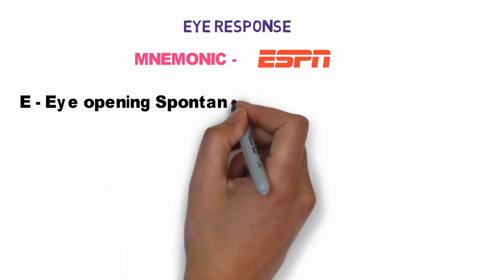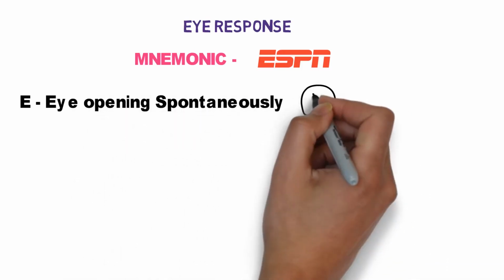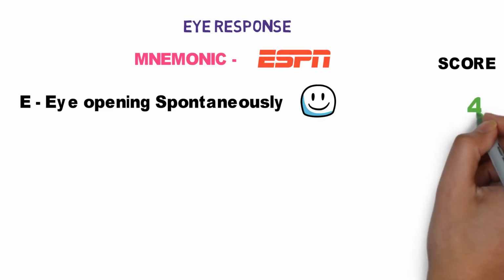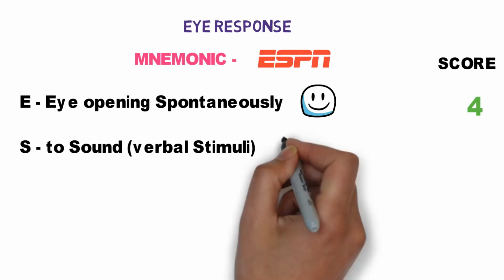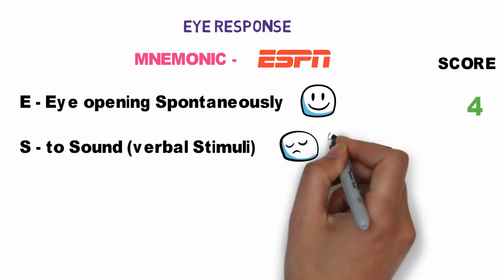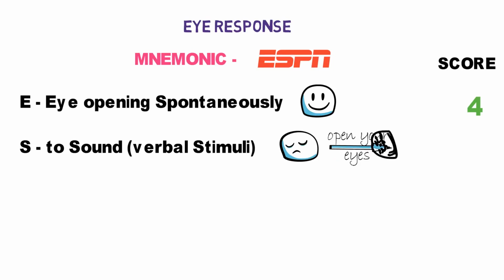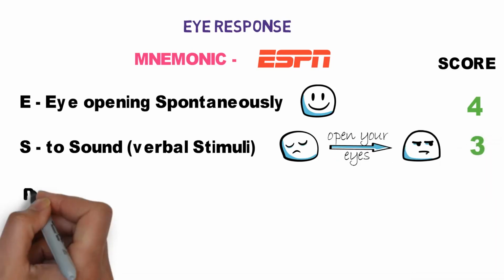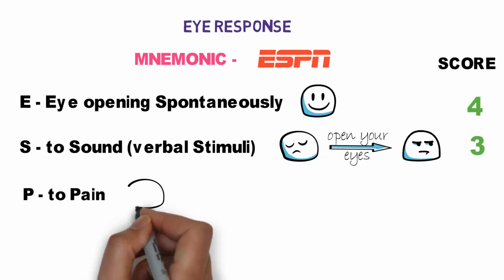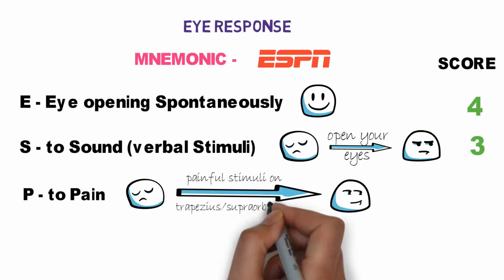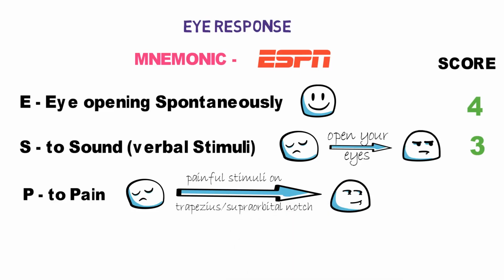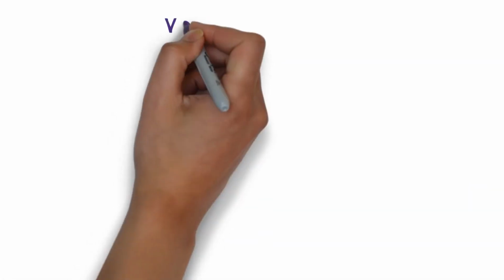E for eye opening spontaneously. If patient spontaneously opens eye, then eye score is 4. S for sound, that is eye opening to verbal stimuli. If on calling or asking to open the eyes, patient opens eye, then eye score is 3. P for pain. If patient opens eye on giving painful stimuli, that is on pressing trapezius or supraorbital notch, then eye score is 2. And if there is no response, then eye score is 1.